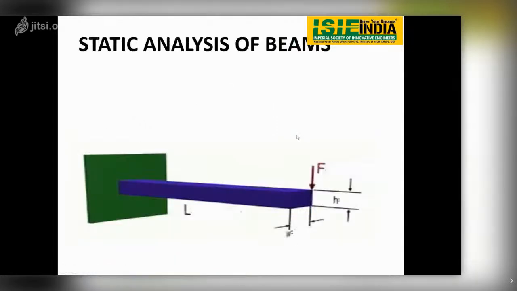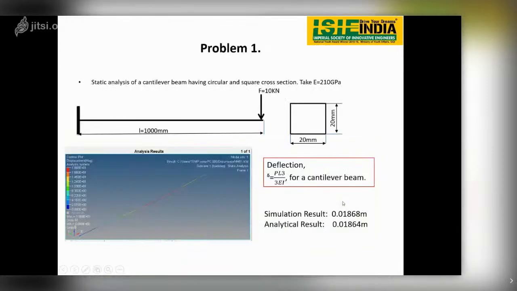Going further, now we are going to see exactly how our theoretical concepts are used in the FEA method. Here we are doing a static analysis on a simple beam. The beam is a cantilever in nature, on whose free end we are applying a force, and it has length L, width, and height. So here goes the problem statement.